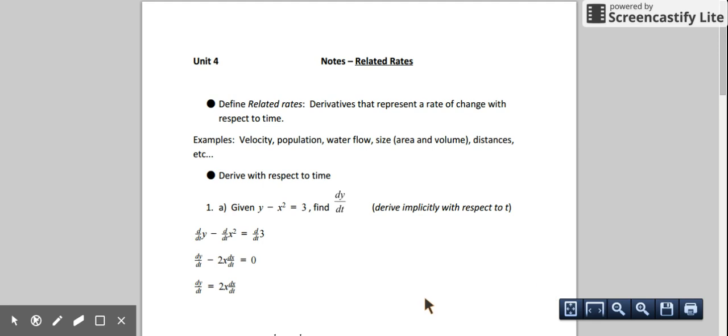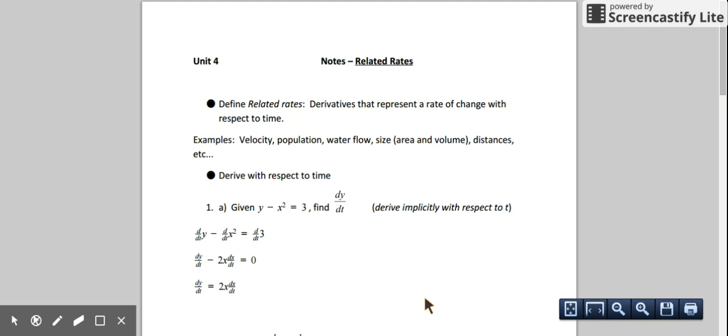In this video, I'm going to be introducing the concept of related rates. But before we get into any of those story problems or application problems, we first need to be able to derive with respect to time. So that's what we're going to practice in this video. Related rates are derivatives. They're a change in something as time is going by. So a derivative representing a rate of change with respect to time.